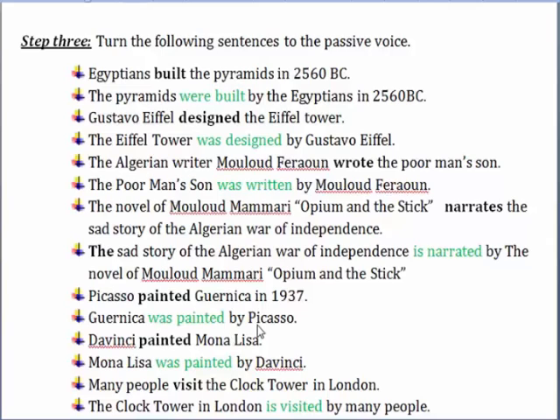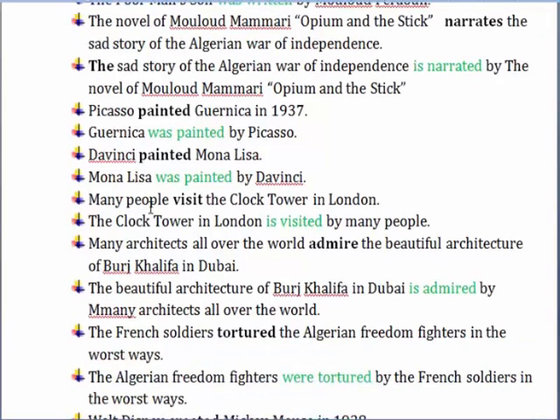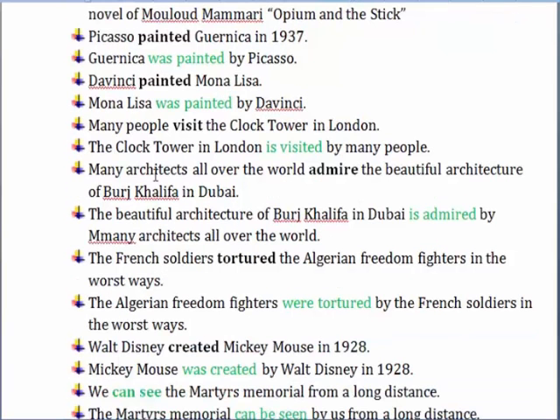Guernica was painted by Picasso in 1937. Da Vinci painted Mona Lisa. Mona Lisa was painted by Da Vinci. Many people visit the clock tower in London. Visit is present simple tense. The clock tower in London is visited, past participle, by many people.